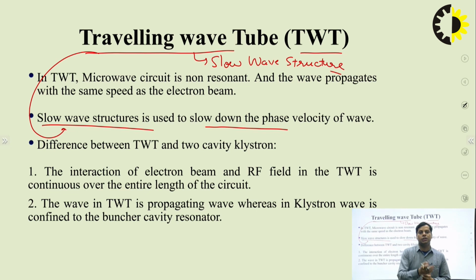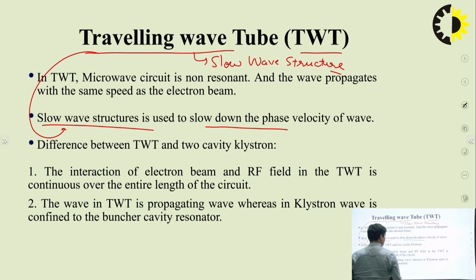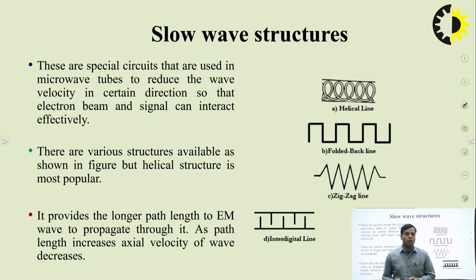So that means the wave is propagating continuously in the TWT, whereas in the klystron it is not continuous. The buncher will create bunches in the cavity resonator. These are some important points that make the difference between the TWT and the two-cavity klystron amplifier. The major one is that the interaction of electrons is continuous in the TWT, but not continuous in the two-cavity klystron.